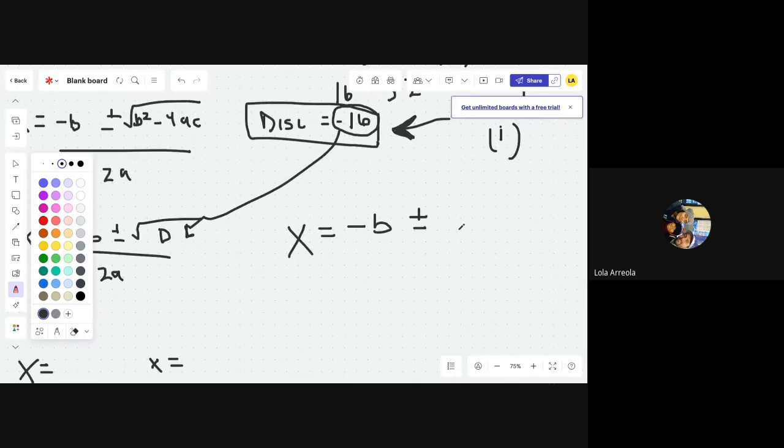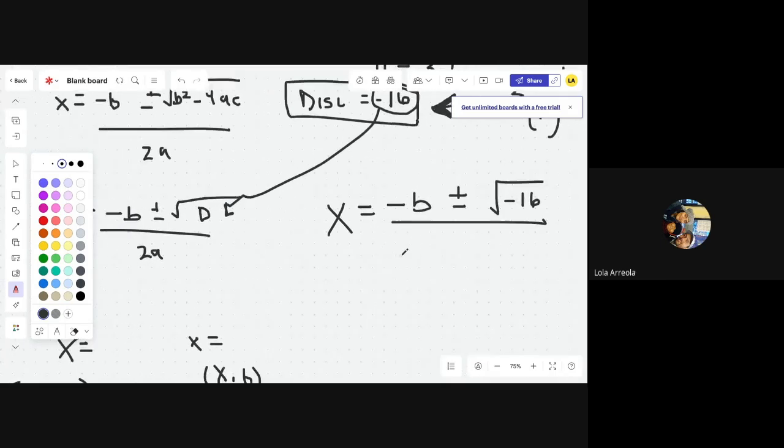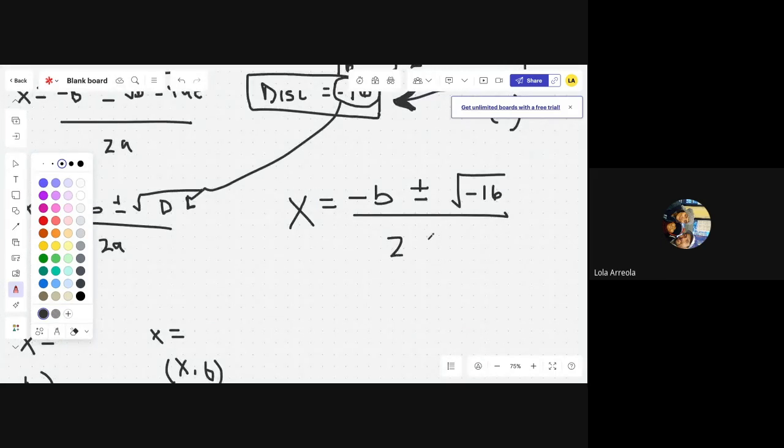So I have x is equal to negative b plus or minus the square root of the discriminant, right? b squared minus 4ac. What do we get? Negative 16, all over 2 times a. Okay, now I just got to worry about plugging in b and a. That's why I'm putting parentheses around b and around a. So now let me erase the inside. What's b again? And what's a?